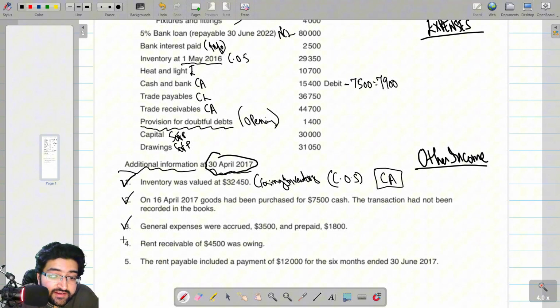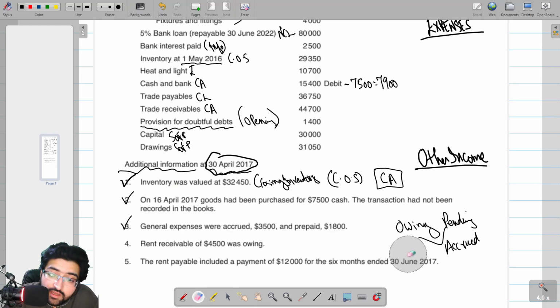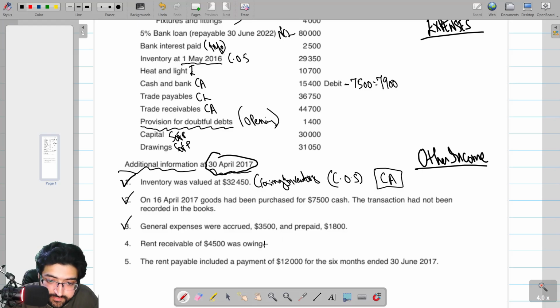Fourth, rent receivable of 4,500 was owing. Okay, remember owing, pending, and such words, they all mean accrued. Accrued means unpaid, pending, owing. Okay? So don't worry about this. This is just simply accrued rent receivable.